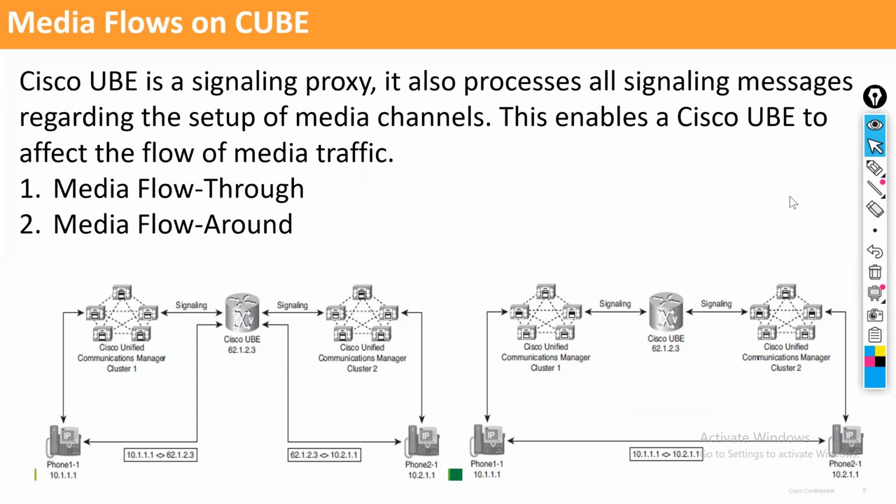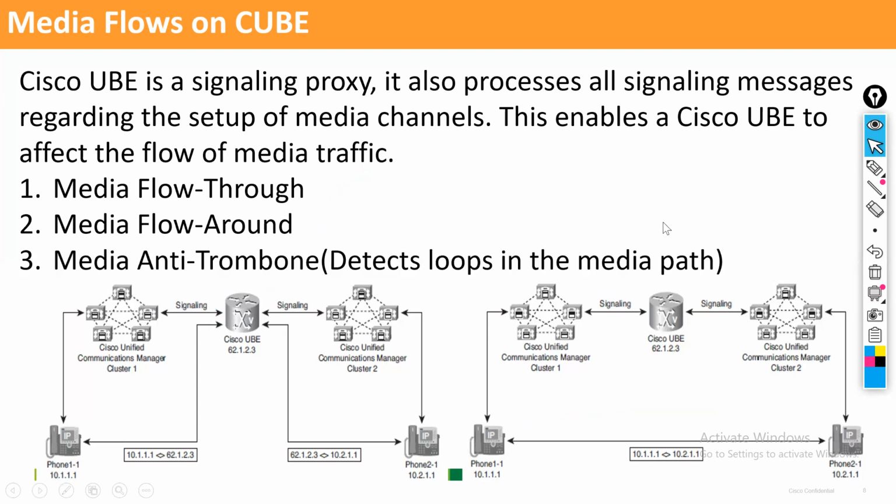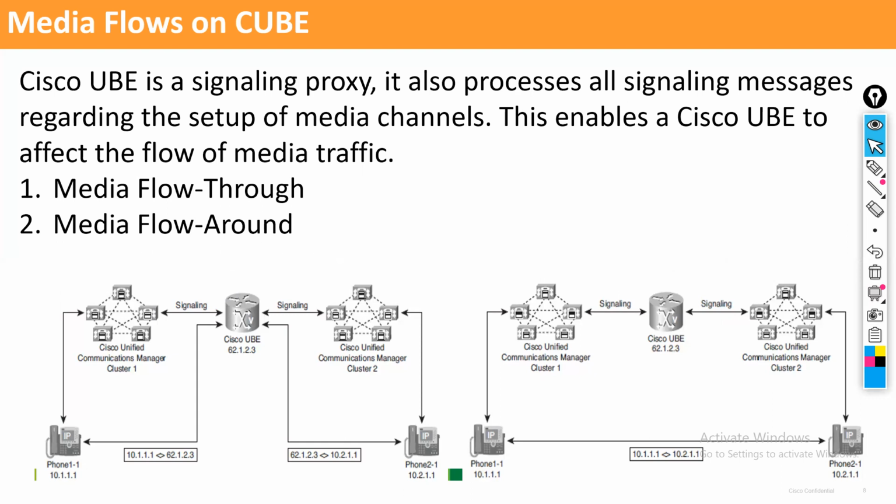Okay, next we have the third one, anti-trombone. It detects the loop in the media path. What exactly is this? For example, I have one toll-free number, 1-800-22456. I'm dialing that number. It's going to the provider. From the provider, okay, let me take it like this.